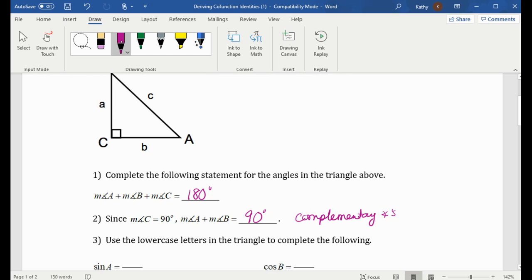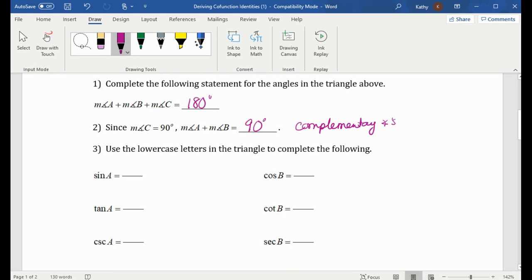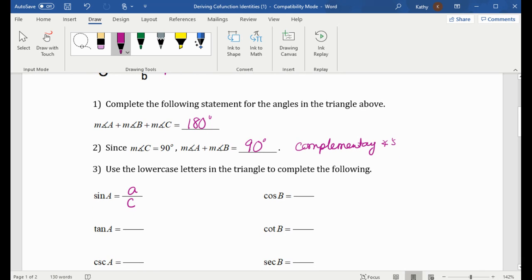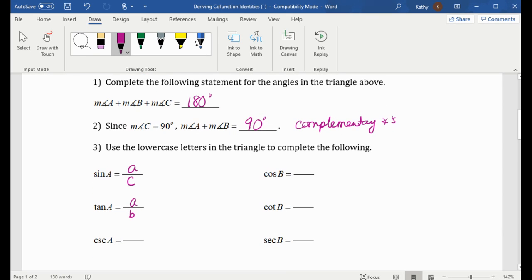So for the sine of A, here's angle A. We know our sine is opposite over hypotenuse, so we can see that this ratio will be A over C. Tangent of A, going back to angle A, tangent of A is opposite over adjacent. We know that that ratio is A over B. And cosecant, the reciprocal of sine, is going to be C over A.